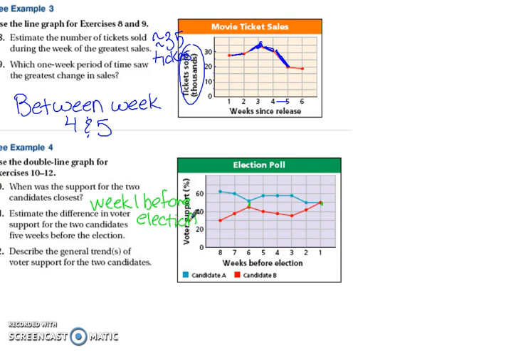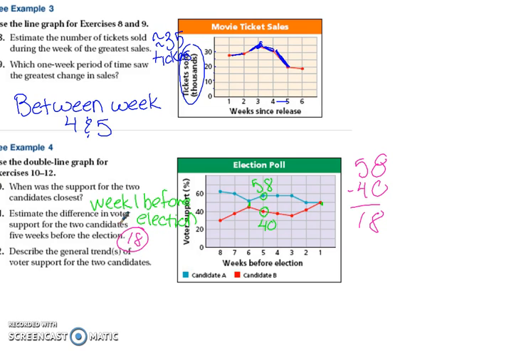The second question says, estimate the difference in voter support for the candidates 5 weeks before the election. At 5 weeks, candidate A is not quite at 60, so I'm going to say that's 58. Candidate B is right over here at 40. So 58 minus 40 is 18. So I would say the difference is 18.